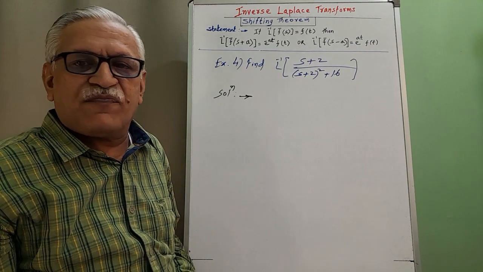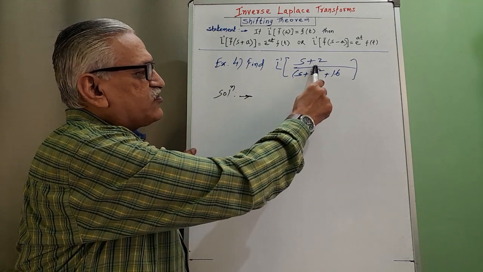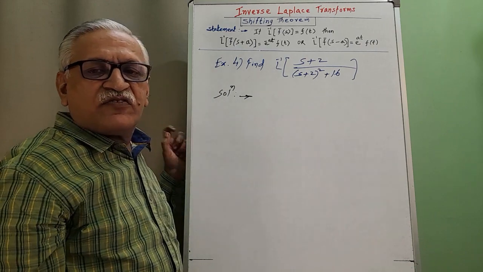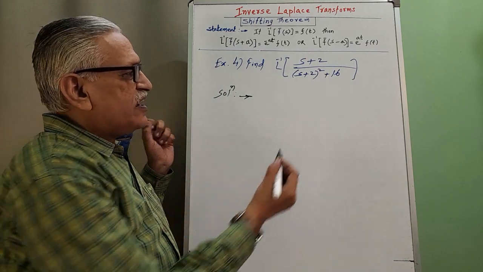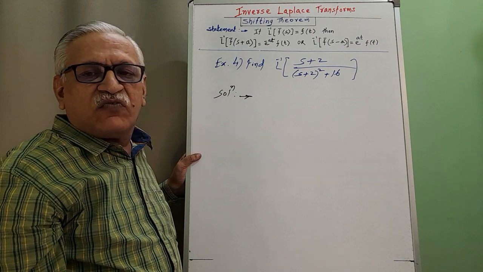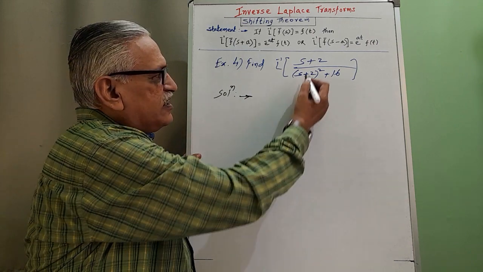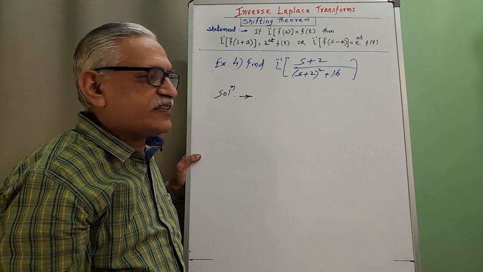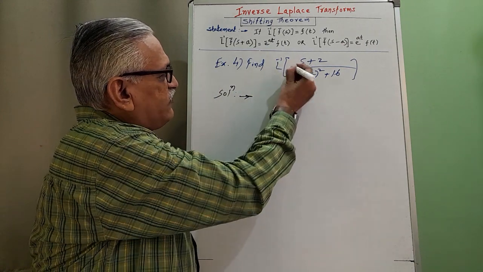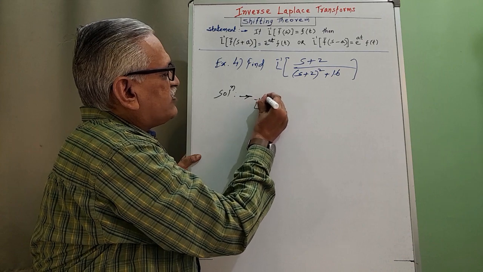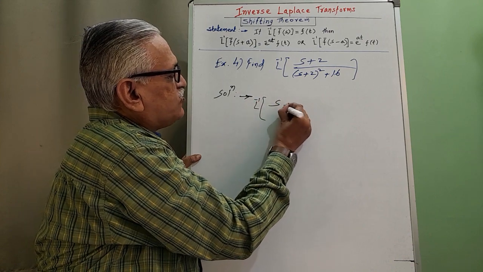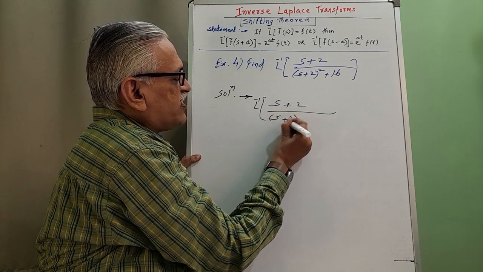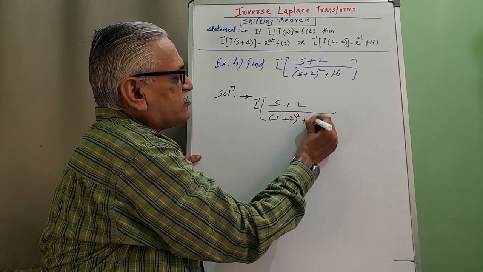Next example, example number 4. Find inverse Laplace of (s plus 2) whole divided by (s plus 2) whole square plus 16. 16 means 4 square. Here there are 2 terms of s, one in the numerator and another in the denominator. Everywhere it is replaced by s plus 2, and therefore it becomes a problem of shifting theorem. Therefore, to find the value, we have to rewrite that inverse Laplace of (s plus 2) whole divided by (s plus 2) whole square plus 16, means 4 square.